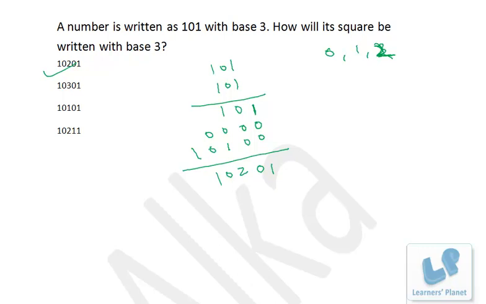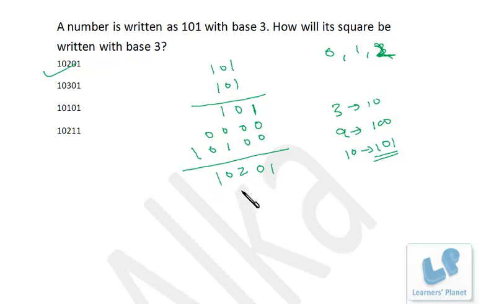Okay. Now, do you know what is the value of 101 in base 3 in the decimal number system? See, in base 3, 3 is actually 10, 3 square that's 9, and then 10 square is 100. That means 9 is actually 100 in base 3, right? So 10 will be 101. That means 101 is actually 10. So the square of 10 in the decimal number system will be 100. So 10201 in base 3 is nothing but 100 in decimal.